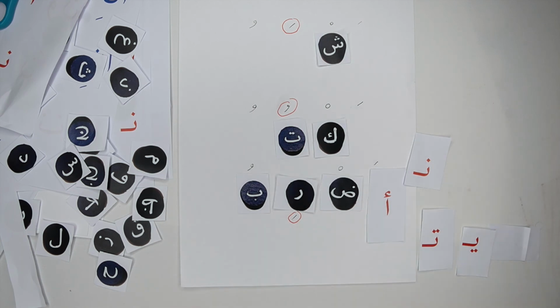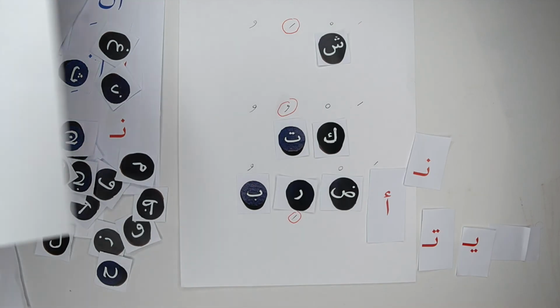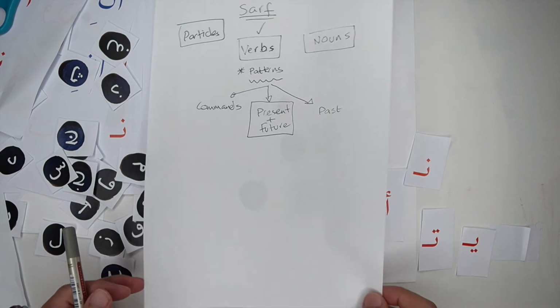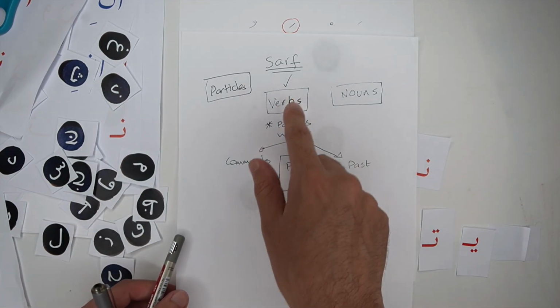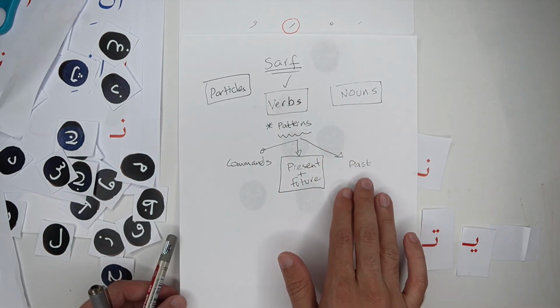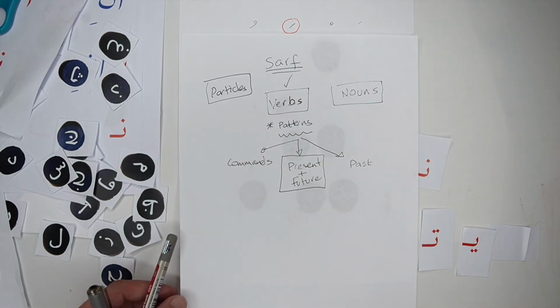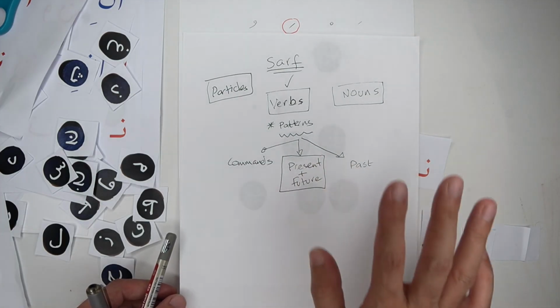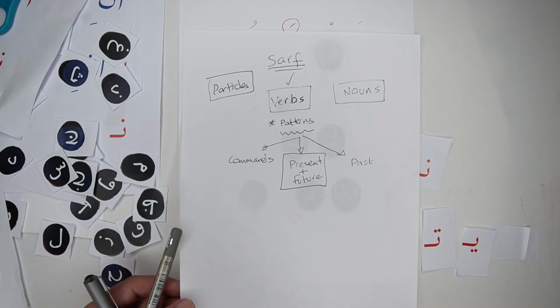So what did we learn today? We learned that verbs in Sarf, nouns, particles, verbs have patterns. You get the past verb, present verb, and commands. Present and future are basically the same. You use the same structure.